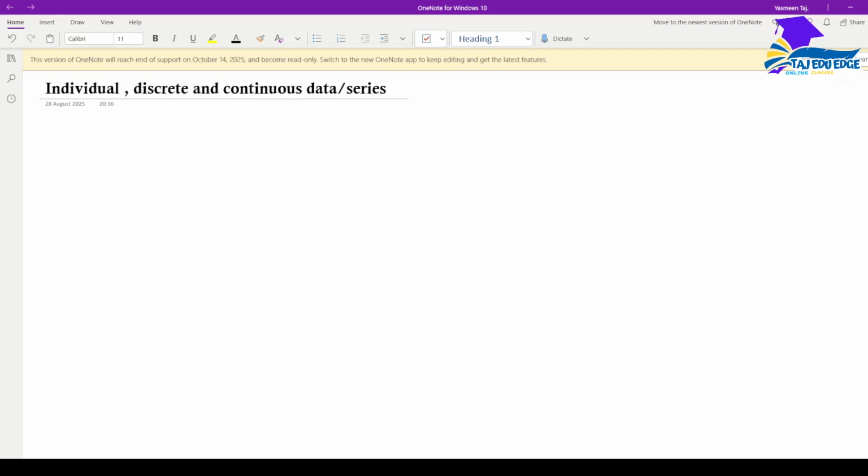In this video, I'll be explaining individual, discrete and continuous series or data. Here we need to understand this, as it is the basics for the further problems which we'll be doing on mean, median and mode, the measures of central tendency. Let's understand what individual, discrete and continuous data or series are.